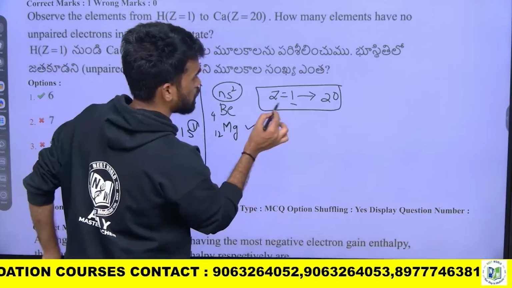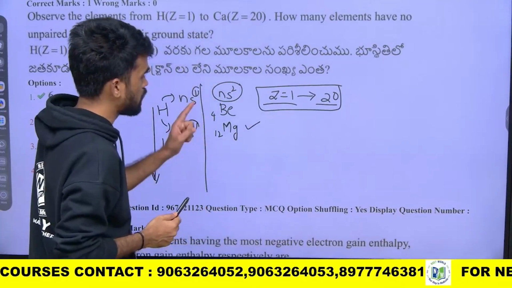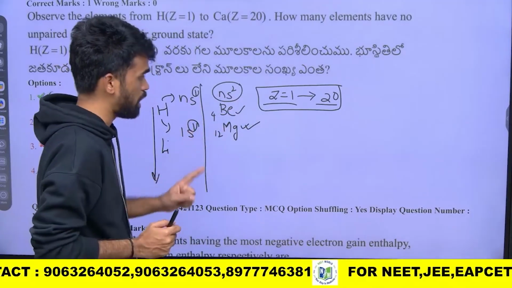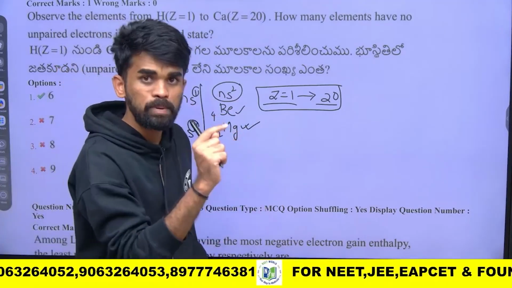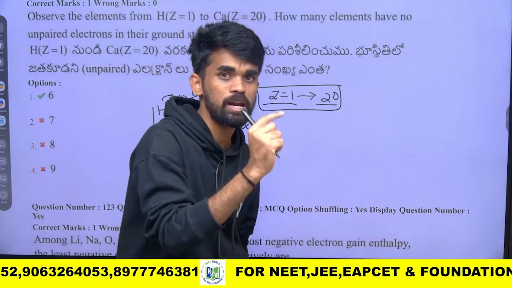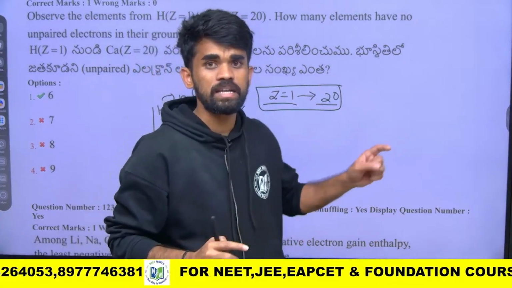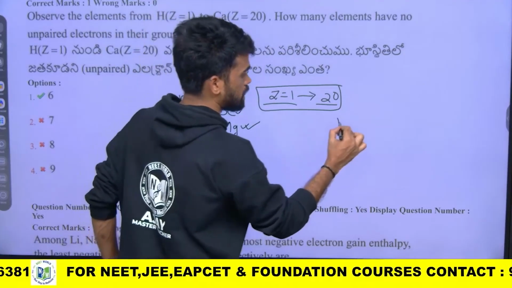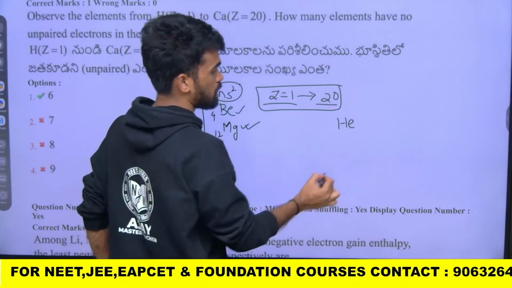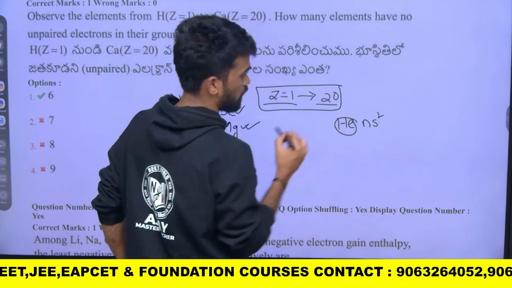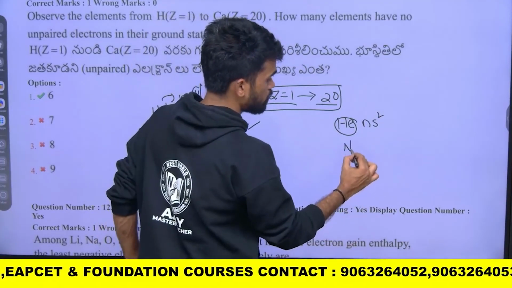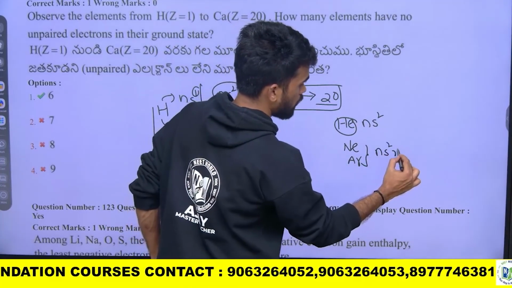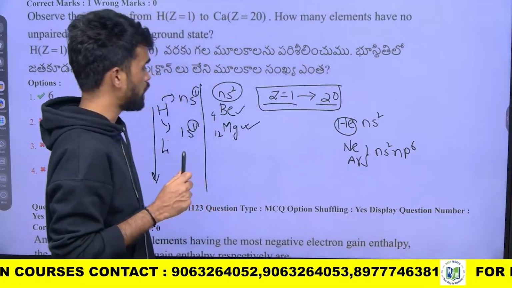From atomic number 1 to 20, the second group elements have zero unpaired electrons. The 13th group, the boron family, has p1, meaning one unpaired electron in the p orbital. In the inert gases we have no unpaired electrons, because helium has ns2 configuration, and neon and argon have ns2 np6 electronic configuration.